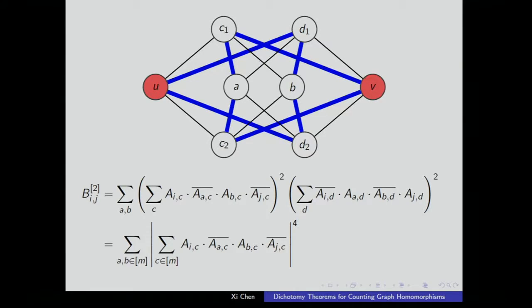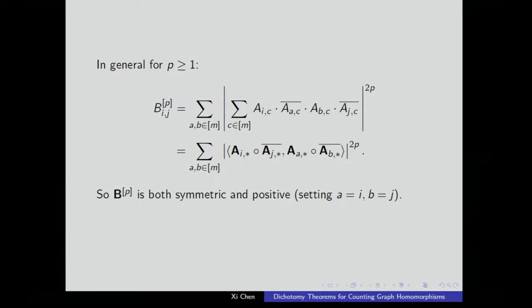And similarly, we can do matrix B bracket 2. And it turns out that the only difference is that the exponent here is now 4 instead of 2. That's the only difference. And in general, for the P matrix, everything is the same except that the power is now 2P.